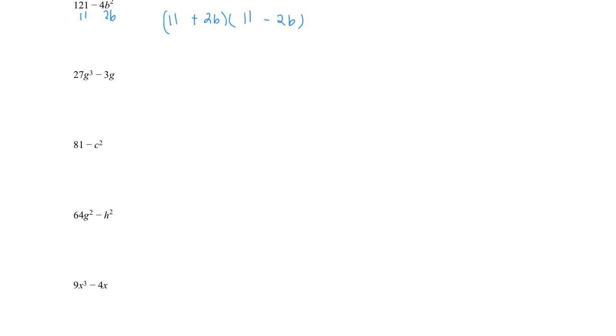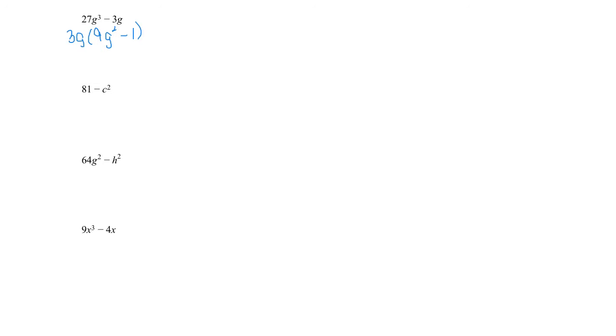Now, we look at the next one, you're thinking, oh, 27g cubed. None of that is a perfect square. Well, first, we're going to have to factor something out. I can divide both of these terms by 3. I can also take out a g. Now I'm left with 9g squared minus 1.